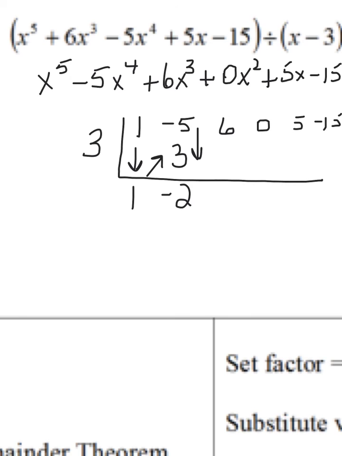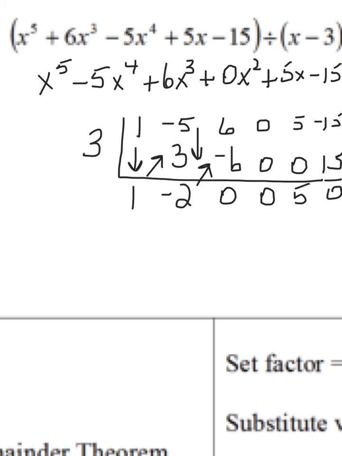Then I do it again. 3 times negative 2 is negative 6. And then I add. So negative 6 plus 6 is 0. Then I do it again. 3 times 0 is 0. And then I add. Well, I'm just going to get another 0. And then 3 times 0 is 0. And then I add again. This is going to be 5. And then I multiply one more time. 3 times 5 is 15. And when I add, I get a 0 remainder. So on this particular polynomial, I'm not going to have any remainder.